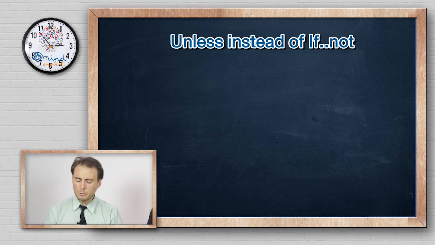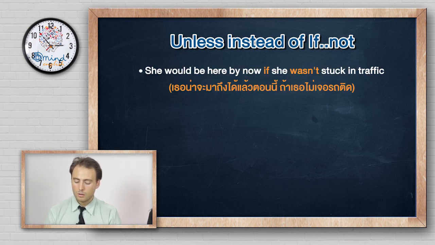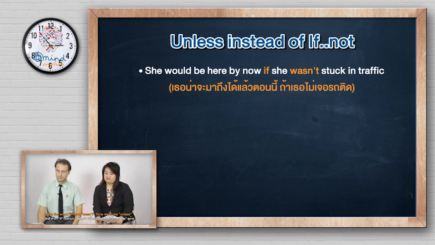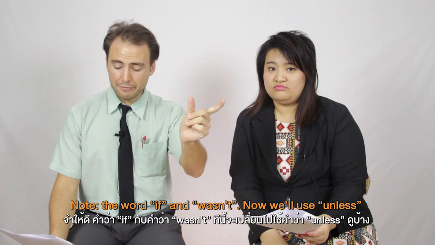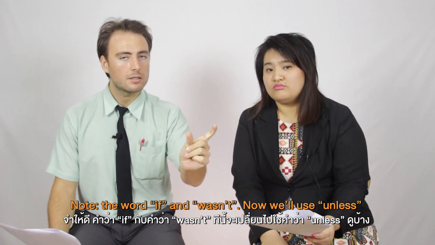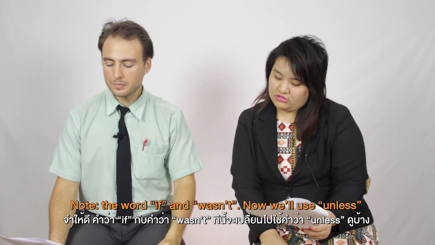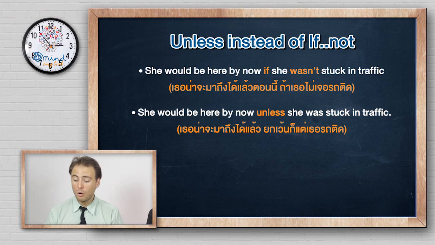Let's move on to the next example. Number 2. She would be here by now if she wasn't stuck in traffic. Note the word if and wasn't, was not. Now we'll use unless. She would be here by now unless she was stuck in traffic.